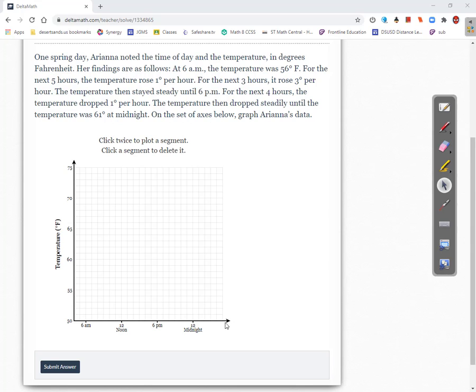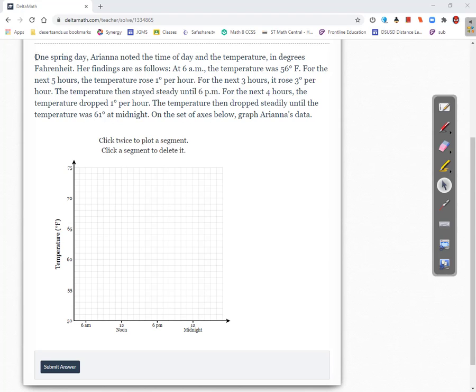And along the x-axis, we're measuring things in time. So we've got 6 a.m., noon, 6 p.m., and then we've got midnight. Along the y-axis, we're measuring temperature, and it's measured in degrees Fahrenheit, which is nice because Americans measure in Fahrenheit, Canadians do Celsius. But anyways, it starts out at 50 degrees and just continues upward.